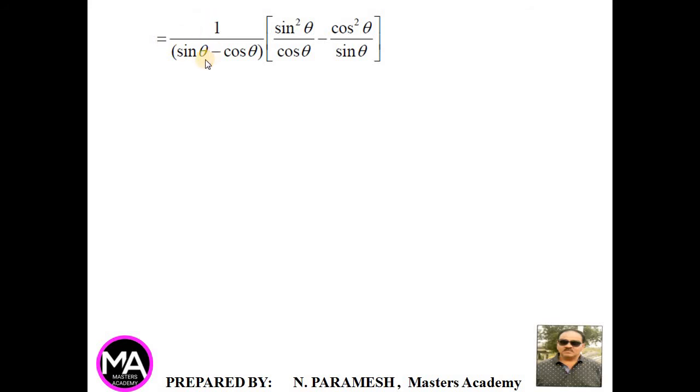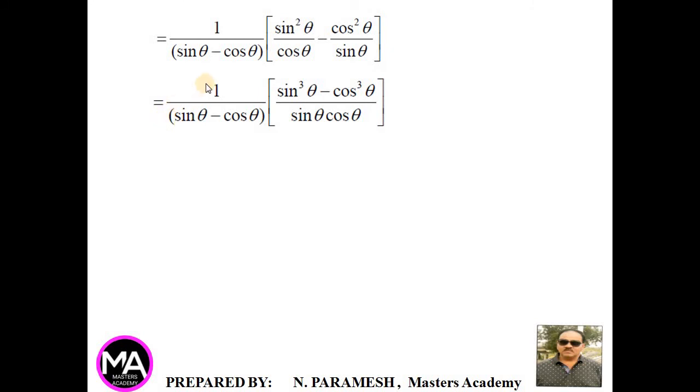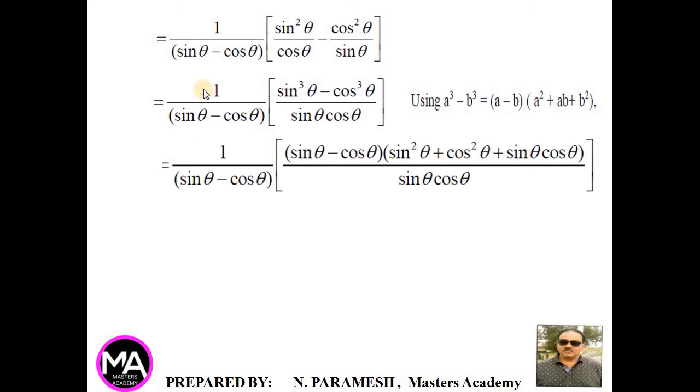By taking 1 by cos theta minus sin theta outside, sin square theta by cos theta minus cos square theta by sin theta. That is equal to 1 divided by sin theta minus cos theta, into taking LCM sin theta cos theta. Cancelled. Sin square theta into sin theta, sin cube theta; minus sin theta cancelled, cos theta into cos square theta, cos cube theta. That is equal to 1 divided by sin theta minus cos theta as it is.